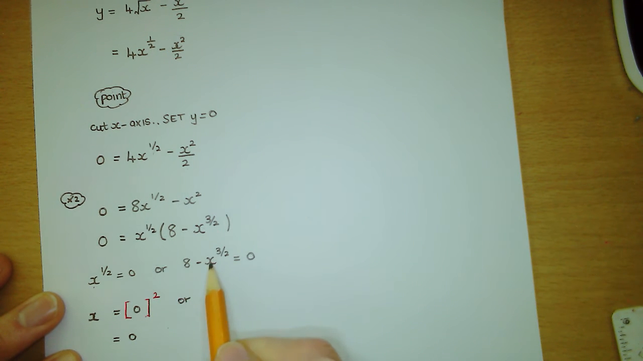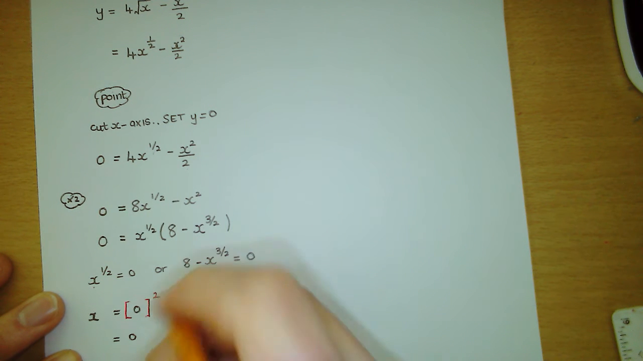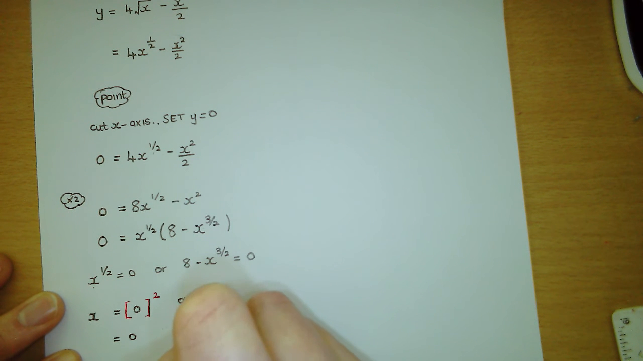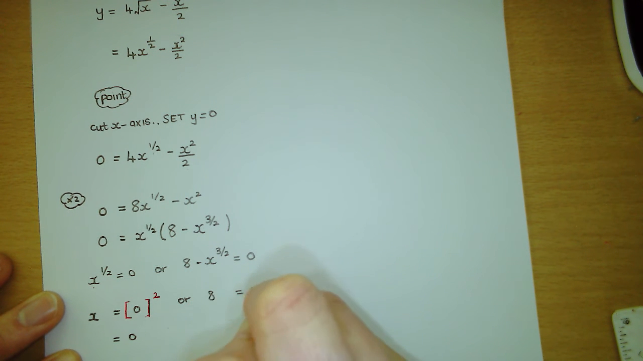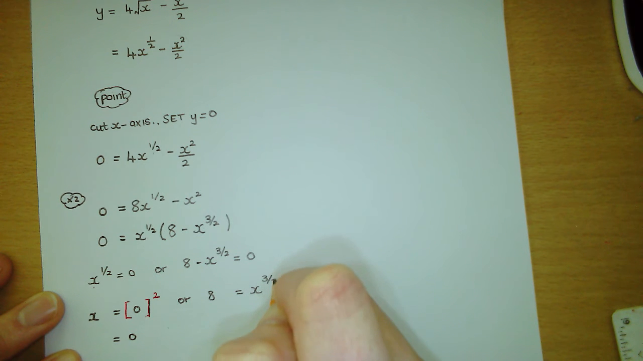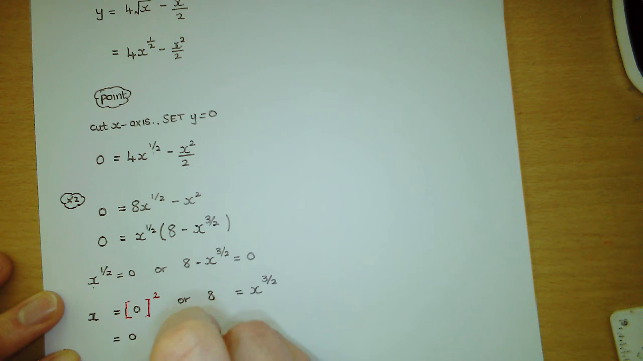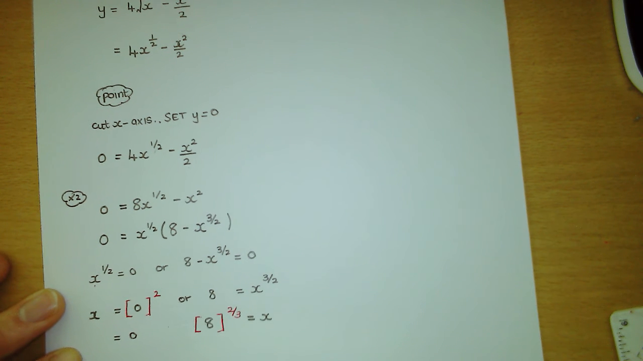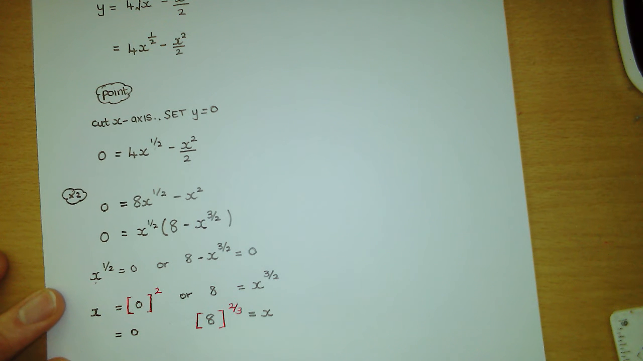Or, to solve the other equation, I'm going to get the x term by itself, so we're going to get 8 equals x to the power of 3 over 2. And again, to get x by itself, so that its power is 1, we're going to take the reciprocal power of the other side. So again, we're going to take the power of 2/3 of the other side. And then that makes the power of x 1. So we're raising 8 to the power of 2/3. So we've got x equals 0.